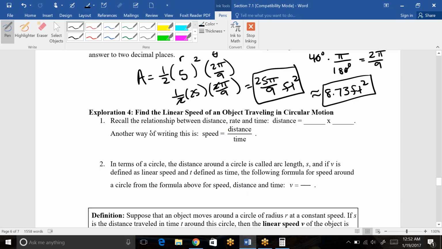Okay, so our next topic is to find the linear speed of an object traveling in circular motion. Recall that the relationship between distance, rate, and time is d equals r times t. Another way of writing this is speed, which is rate, equals distance over time. So this is r equals d divided by t. In terms of a circle, the distance around the circle is called the arc length, s, and if v is defined as linear speed and t is time, then the formula for speed around a circle from the formula above would be s over t. So v equals s over t.